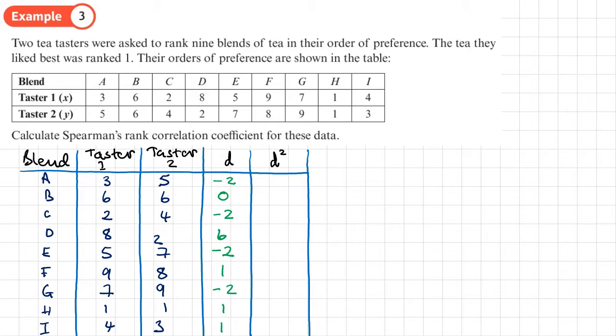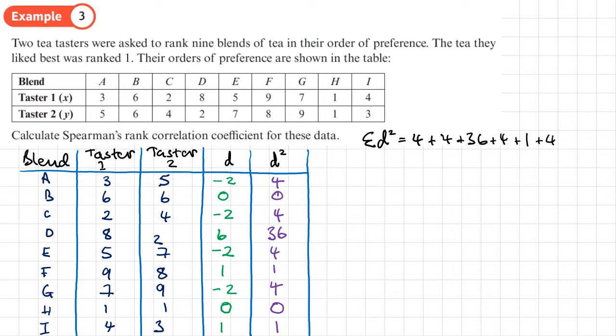Now we're going to square those. So I'll have 4, 0, 4, 36, 4, 1, 4, and sorry, this one should be 0 here because it's 1 and 1, so that should be 0. So that means that this is going to be 0 and this is going to be 1. Now we want to find the sum of all those differences squared. So it's going to be 4 plus 4 plus 36 plus 4 plus 1 plus 4 plus 1. I've left the zeros out. That gives us a value of 54.